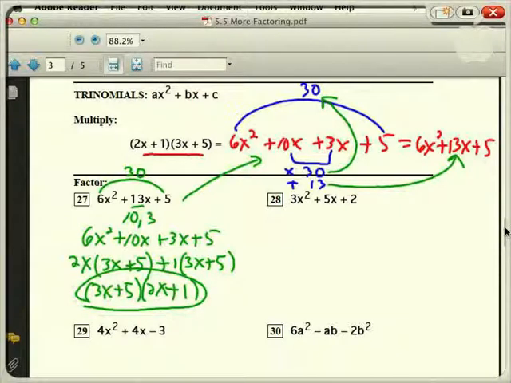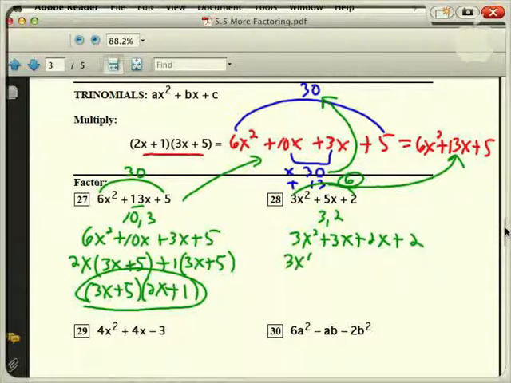In number 28, multiply 3 times 2, you get 6. And I'm looking for two numbers that multiply out to 6 and add up to 5. Well, 3 and 2 will do it. So break up the middle into 3x plus 2x, then do grouping. Take 3x out of the first two, take 2 out of the last two, and then take x plus 1 out.